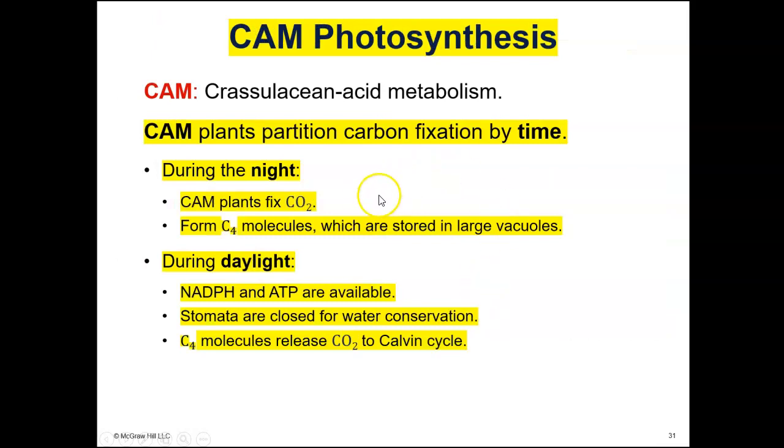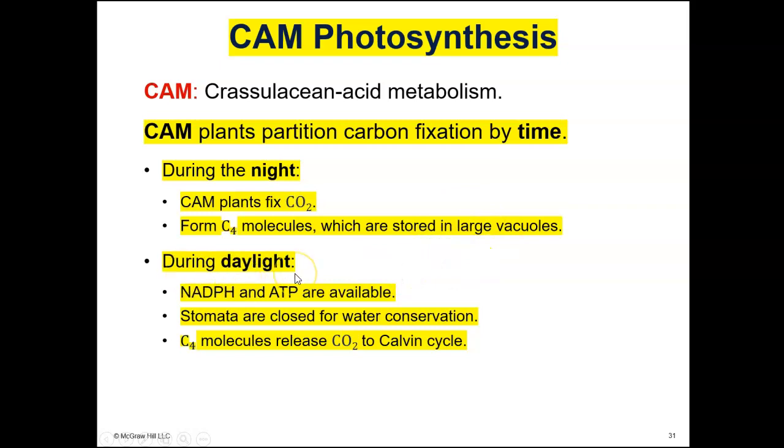And then we have CAM plants. CAM plants divide up carbon fixation by time. So at night, the CAM plants carry out carbon dioxide fixation, and they form C4 molecules, which are stored in large vacuoles. This prevents oxygen from combining with RuBP, preventing that wasteful reaction.